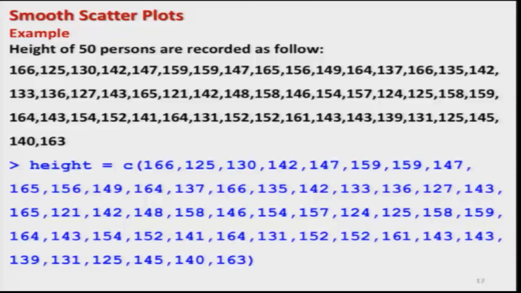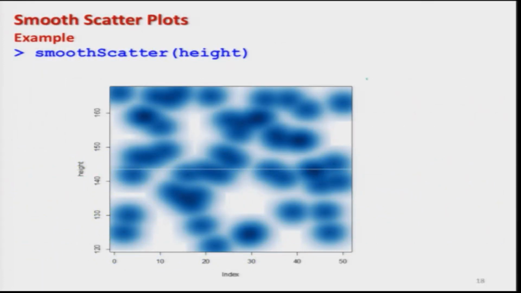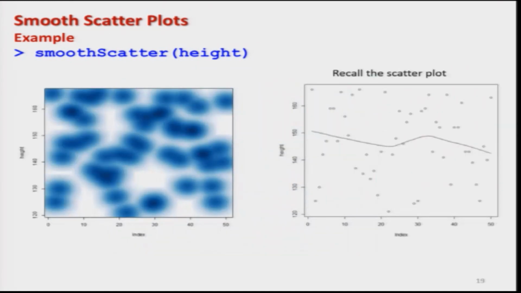Now if I take the earlier example where we collected the height of 50% and this data was recorded inside a vector height, then if I create the smooth scatter plot, it will look like this. You can see that because the number of data points is quite large, this is more concentrated. And if you compare it with the earlier scatter plot, earlier we had obtained this, and now using the new command smooth scatter we have obtained this plot.